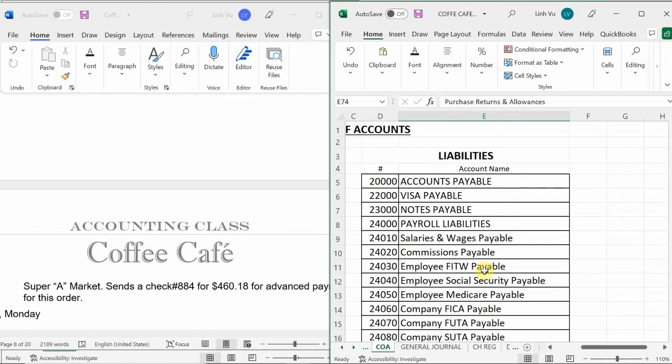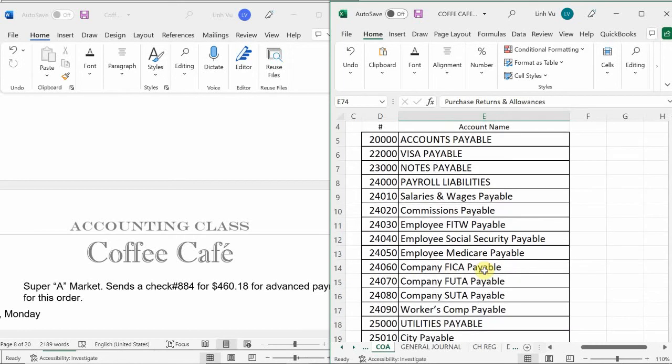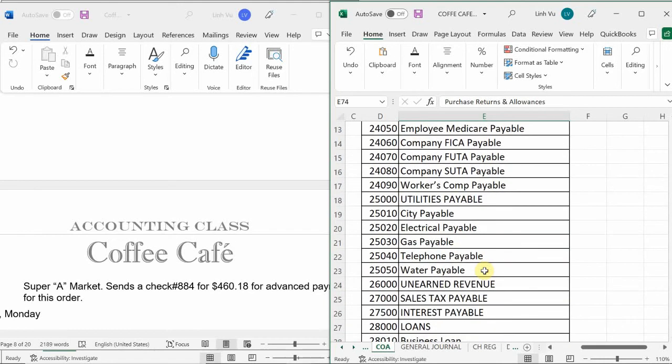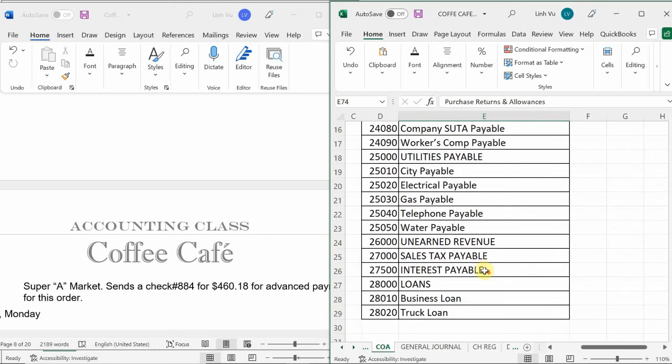Visa payable is when we owe a credit card. Notes payable is when we make payment plans. Payroll, of course, has nothing to do with this. Utilities, obviously, it doesn't have to do with utilities. What about this unearned revenue? It's not sales tax, it's not interest, and it's not a loan. So it looks like I only have one option, and that is this unearned revenue.